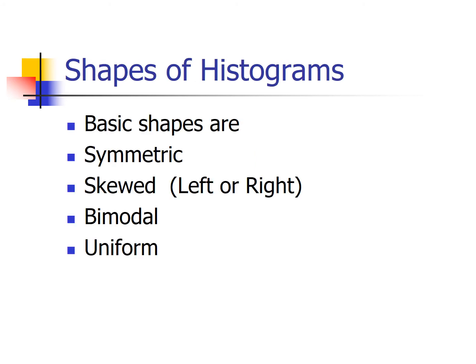Now, as I said, probably the number one use of a histogram is to look at it and determine its shape. So before we can talk about that, we need to understand what the different shapes are that a histogram can take. The four main ones that we're going to focus on are symmetric, skewed, bimodal, and uniform, and then we'll see that there's actually two different types of skewness, or two different types of skewed shapes that we can look at and consider.